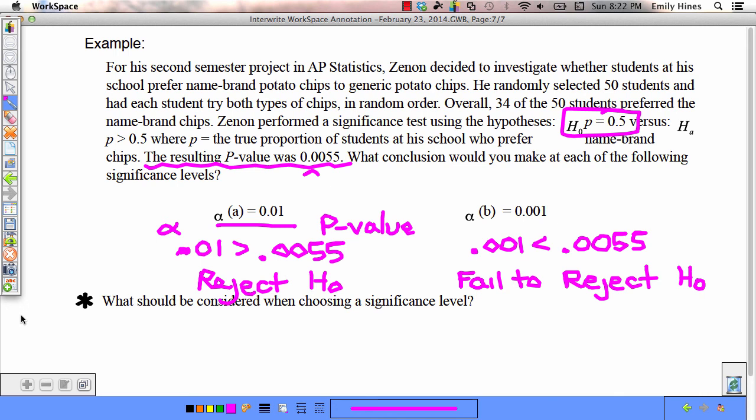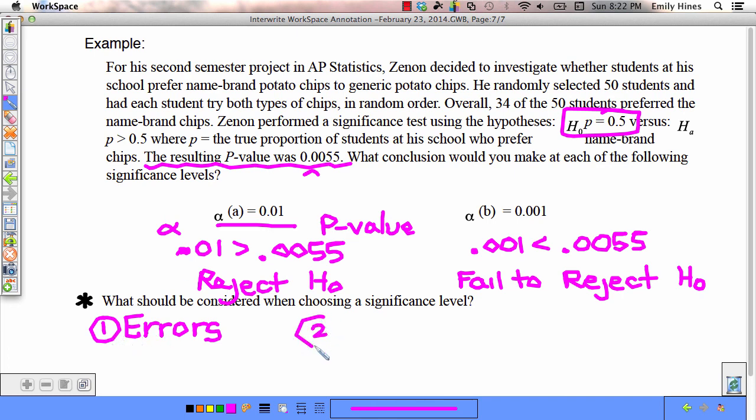Okay, so what should be considered when choosing a significance level? There are a lot of things that go into it. One thing that goes into it is errors. There are a couple types of errors, and we're going to talk about those on the next video, on the next day. But significance level plays into the error and valuing which type of error you'd be more willing to make.